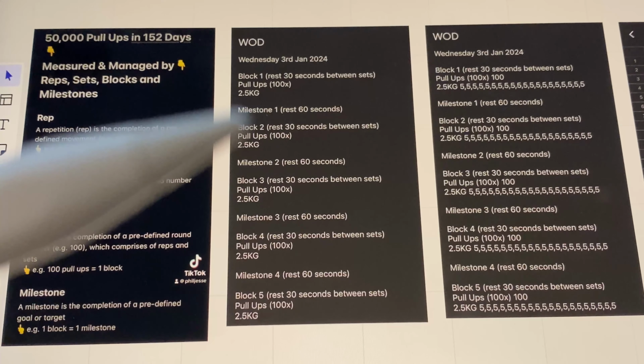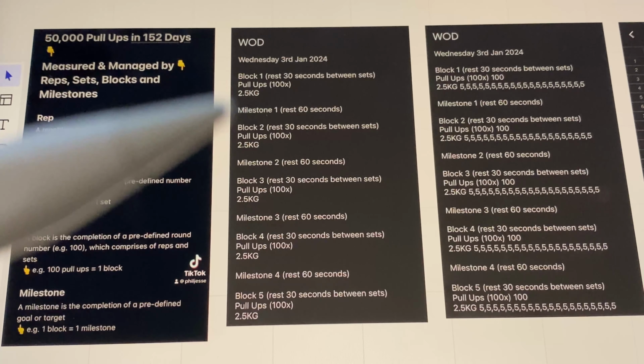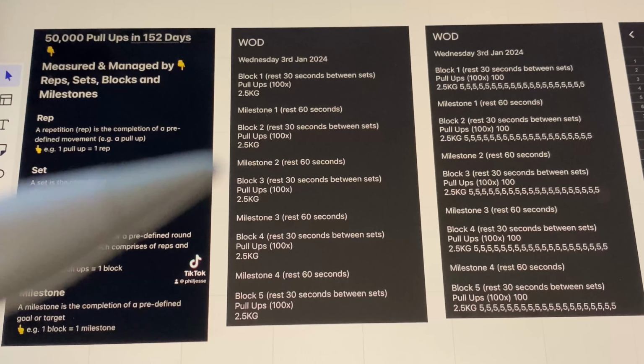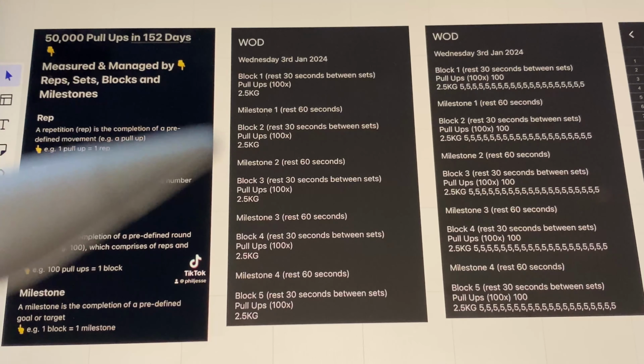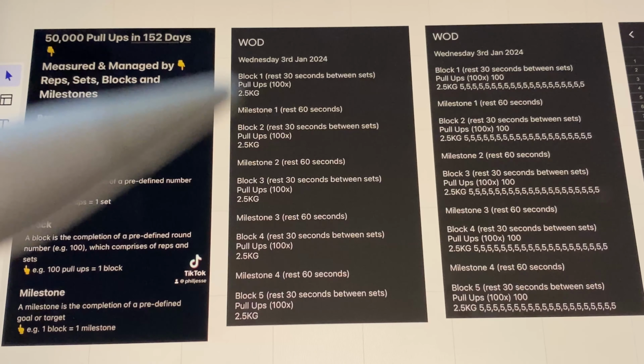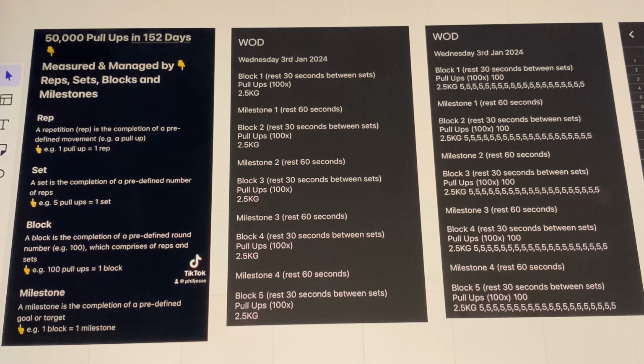Milestones enable senses of achievement, stops along the way, so you can get a sense check of where you are, and they keep you focused. They keep me focused on large, audacious challenges or workouts. And all blocks do is, like it says here, it's the completion of a predefined round number. It enables me to build out my training session and to stay focused, to stick to a number.